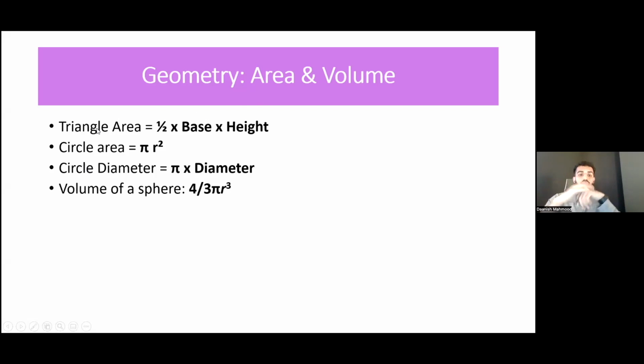Now, what I would recommend you guys do is wherever you practice for the UCAT, you have a piece of paper, and you have these formulas written out on them.